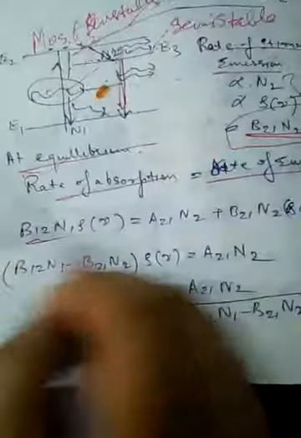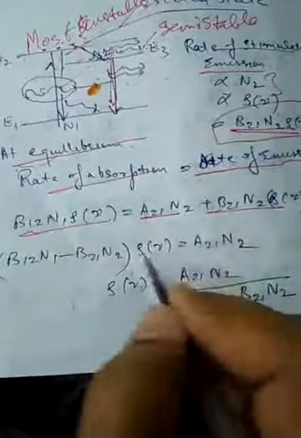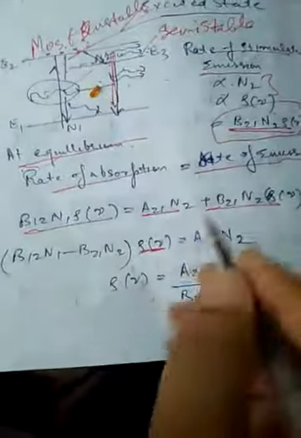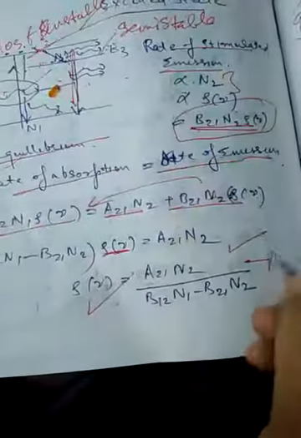So we have put absorption equal to emission, and then we calculate the factor where the energy density is there. Both the values are being taken to this side, and then we find the value of energy density. So this is called equation A.